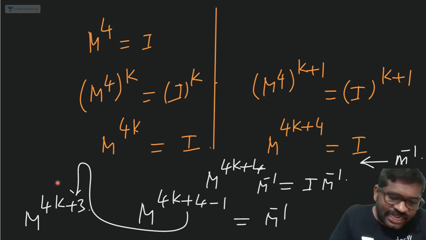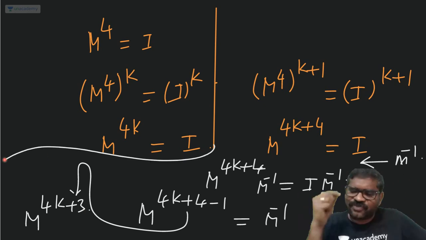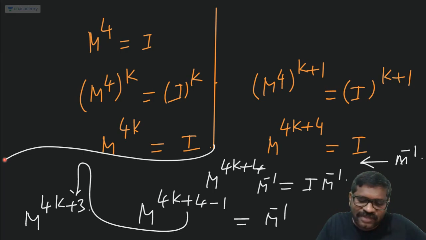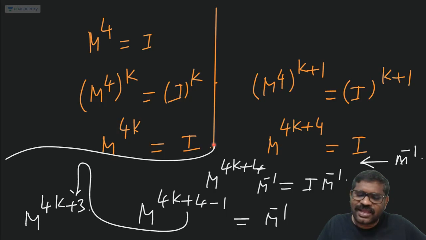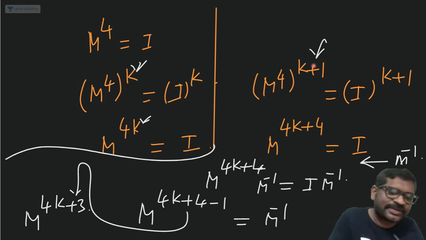First, I tried with M power 4k. I found that M power 4k minus 1 equal to M inverse. But M power 4k minus 1 is not available in the options. That's why I came to know that, okay, instead of power k, we have to take power k plus 1. Catch my point? This is one approach, the first method.